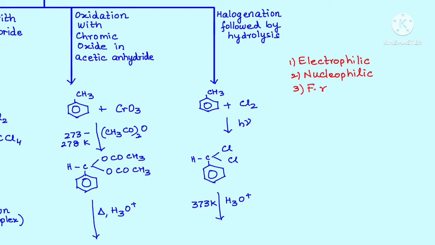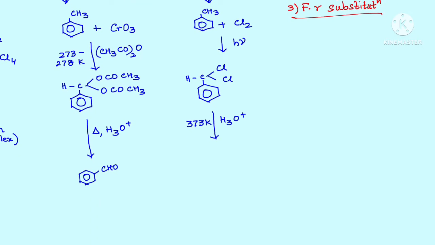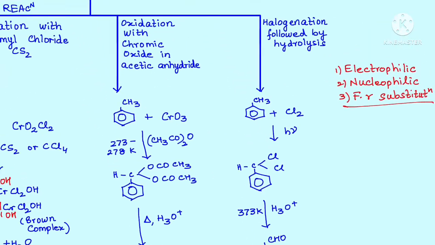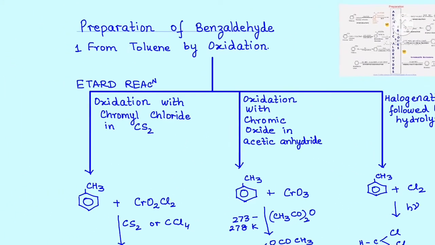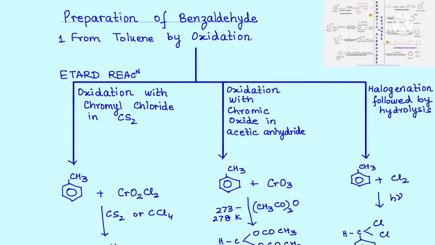Of course, we can do the mechanism, but just based on the knowledge that you have acquired so far, what do you think the reaction mechanism would be? Yes, of course, it would be free radical substitution. So go ahead, form the products. Again, we will have C6H5CHO as the final product. Right? So this way we prepared benzaldehyde from toluene, but by three different methods.